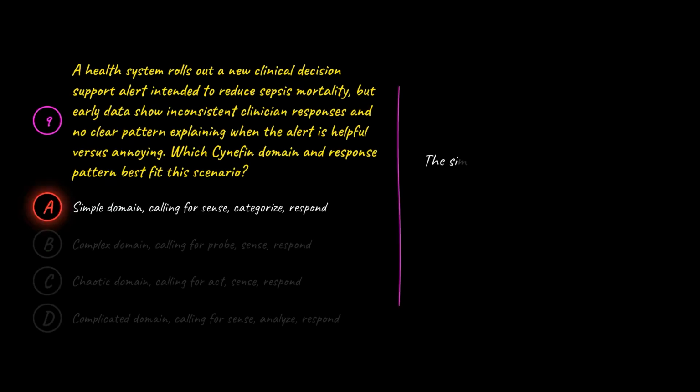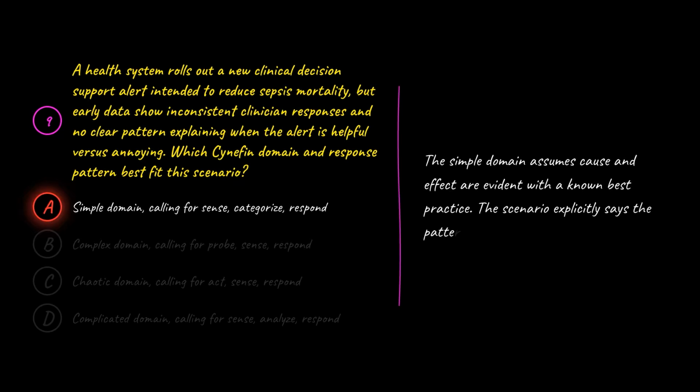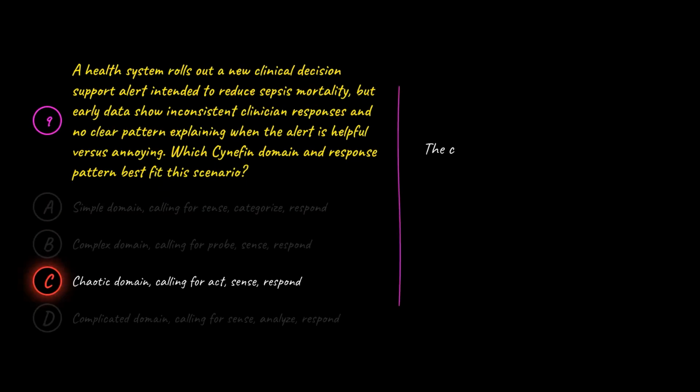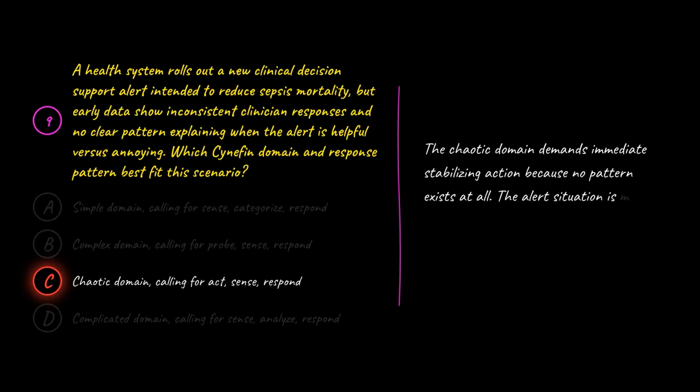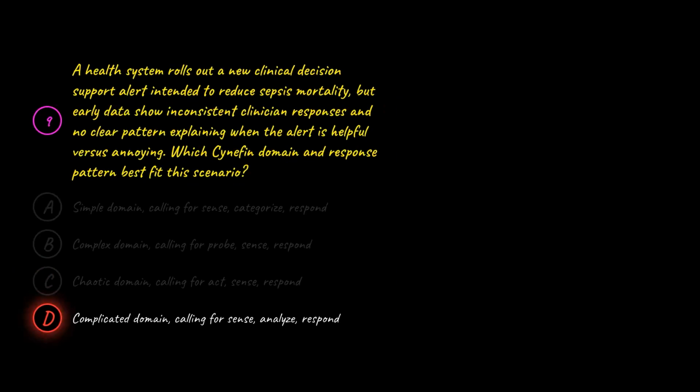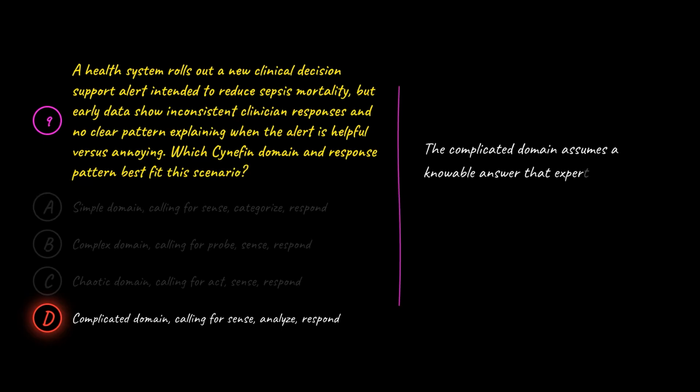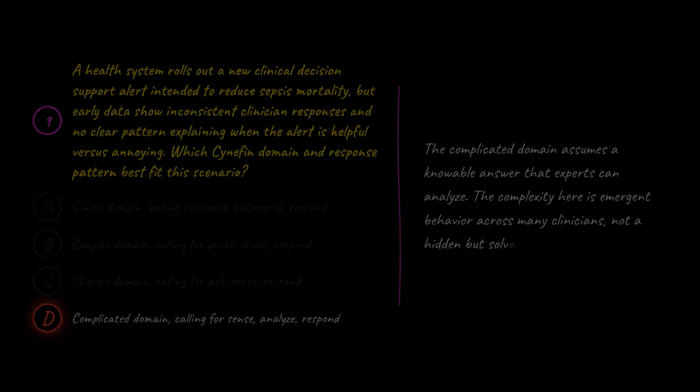A is wrong because the simple domain assumes cause and effect are evident with a known best practice. The scenario explicitly says the pattern is not yet clear. C is wrong because the chaotic domain demands immediate stabilizing action because no pattern exists at all. The alert situation is messy but not actively dangerous in the way chaotic situations are. D is wrong because the complicated domain assumes a knowable answer that experts can analyze. The complexity here is emergent behavior across many clinicians, not a hidden but solvable answer.